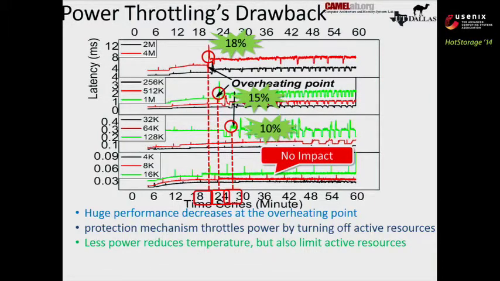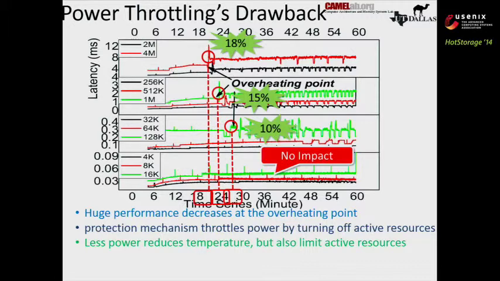The protection mechanism slows the power by turning off the active resources. That's why the performance gets decreased. So in conclusion, less power reduces the temperature, but however, it will limit the active resources. From this phenomenon, we make an assumption: is it practical to put more memory resources into the SSD?